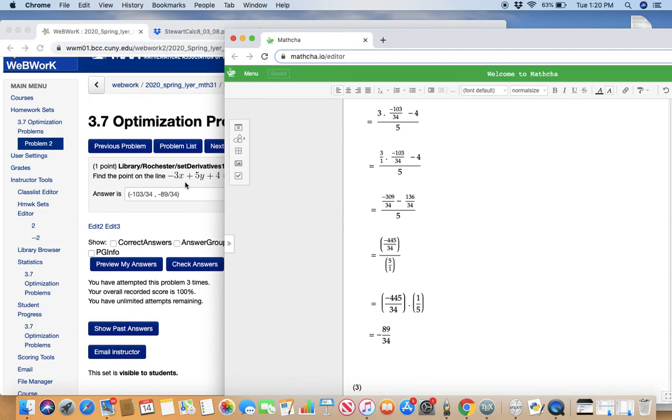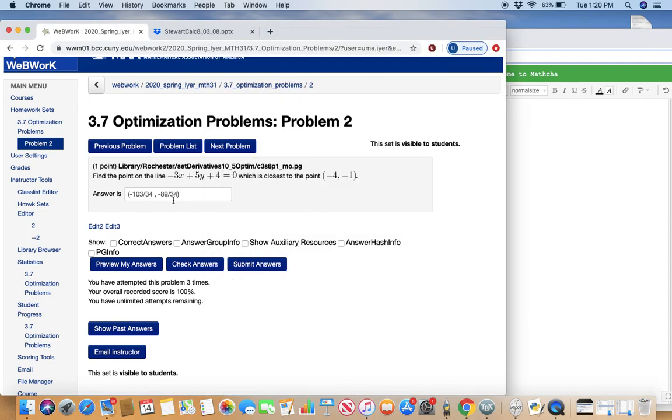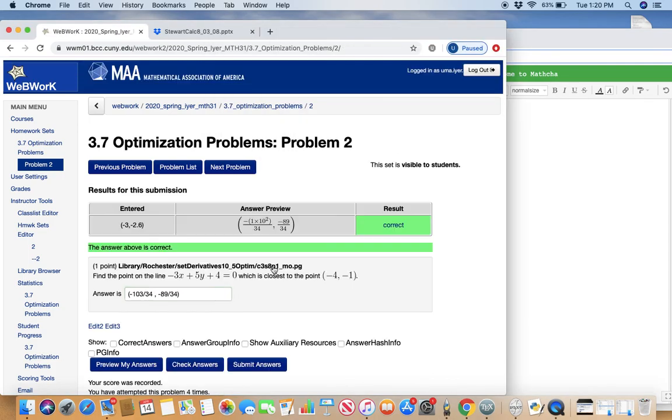So that is my y coordinate. X coordinate, y coordinate. Submit. You're correct. Until next problem.